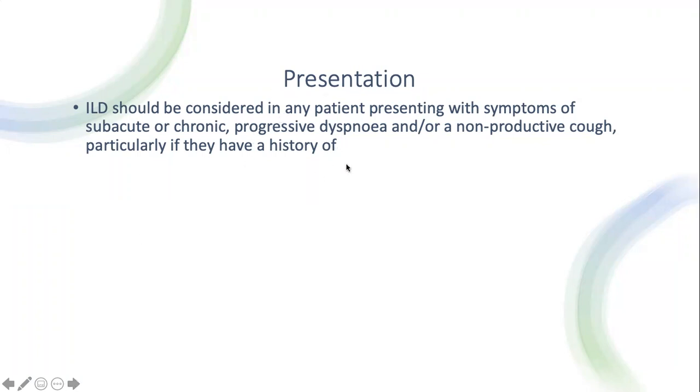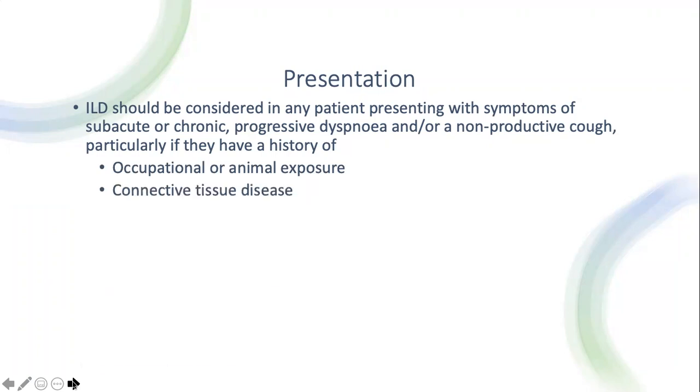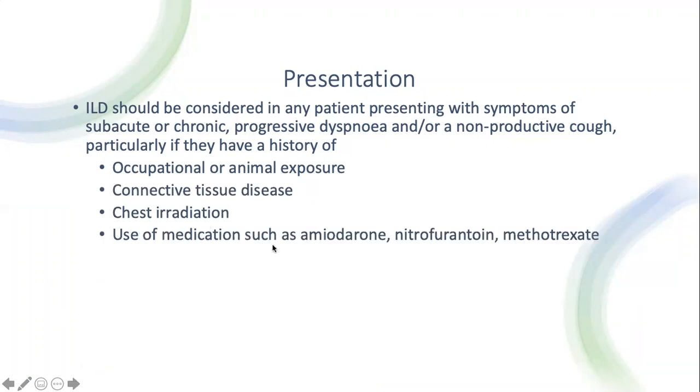And in a patient presenting with long-standing dyspnea with or without a cough, we need to think of an interstitial lung disease, particularly if they have a history of occupational or animal exposure, connective tissue disease, chest irradiation, or use of a medication such as amiodarone, nitrofurantoin, or methotrexate.